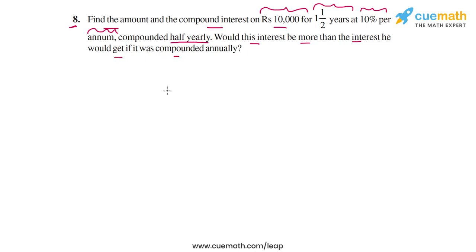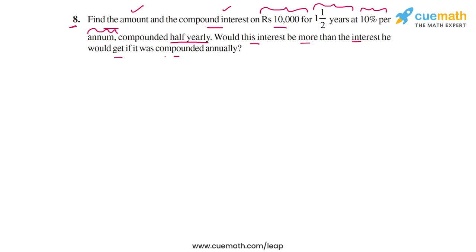So we have to calculate the interest, the amount and the interest in the first scenario when compounding is happening half yearly, and then we have to specify whether this interest is more than the interest that would have been obtained if compounding was happening annually. Well, the answer to the second question is actually you can answer the second question without any calculation. If compounding is happening more frequently at the same rate of interest for the same time period, then the interest will be more. So in the half yearly compounding scenario, the interest will be more.